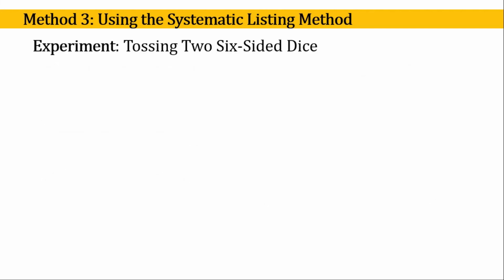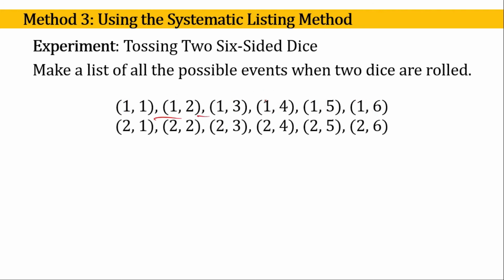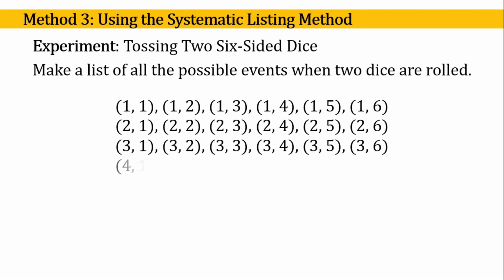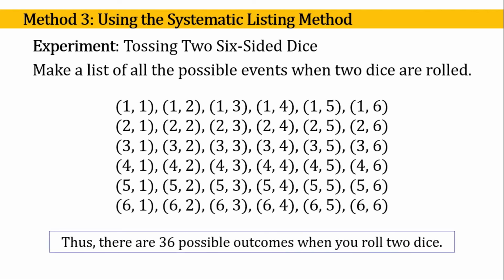For tossing two six-sided dice, again, all you have to do is list systematically. You start by having the first die as one, then pair it with all the possible outcomes 1, 2, 3, 4, 5, 6. Do it for the second die, third, fourth, fifth, sixth, until you get all 36 possible outcomes.